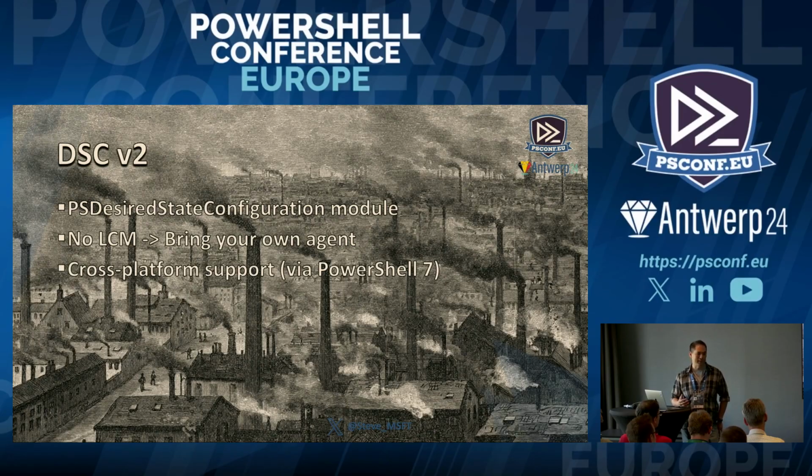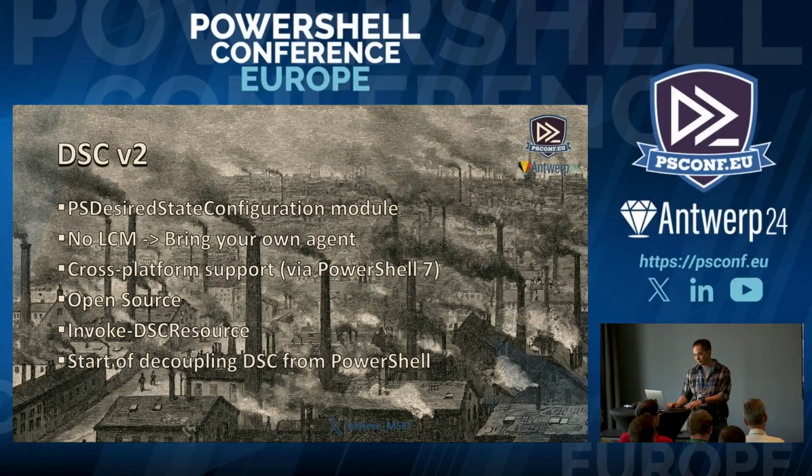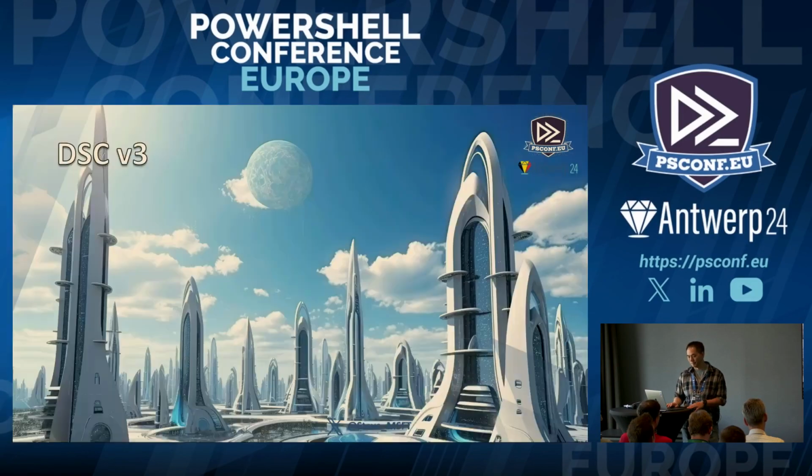And one of the reasons for that is to make it cross-platform, right? So we aligned it with PowerShell 7. This is where we also made it open source. And the primary means of using this is via Get-DscResource and Invoke-DscResource. And this is also where we started thinking about decoupling DSC from PowerShell so that the two can evolve independently versus being tied together. All right, so here we are, the future.